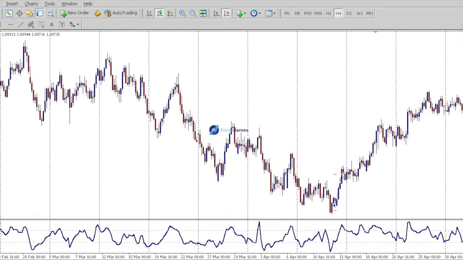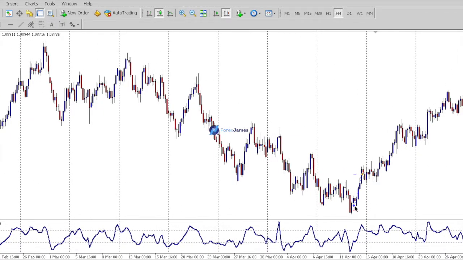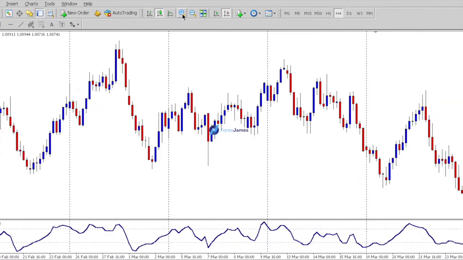So this is on the Aussie Kiwi. As you can see here, this is an entry point where I entered, and the exit and the stop loss initially. This is the initial stop loss. I moved it, but it was initially below this point. So let's zoom in here.